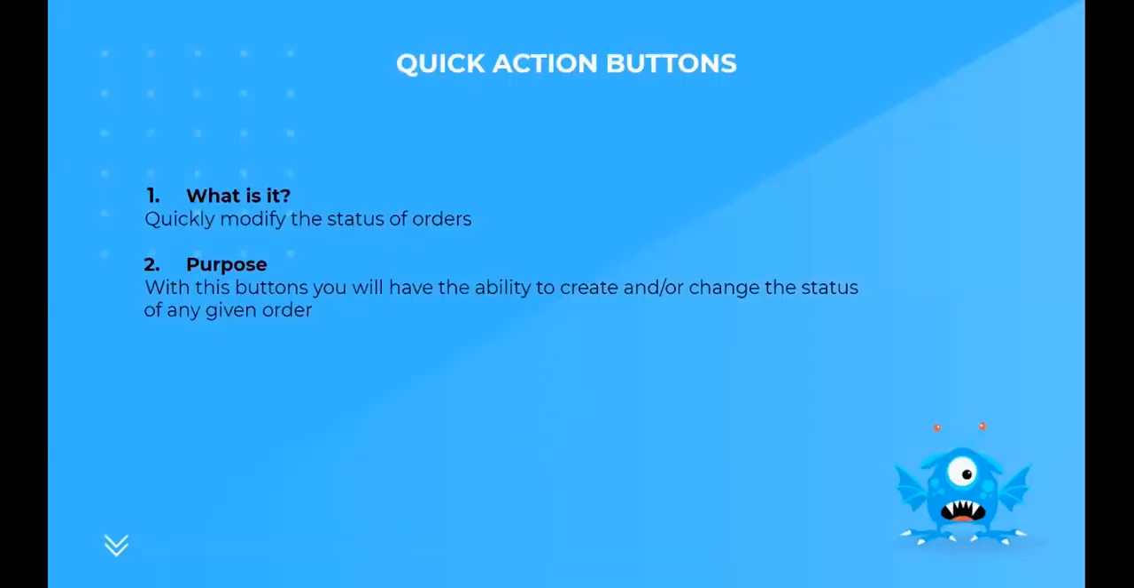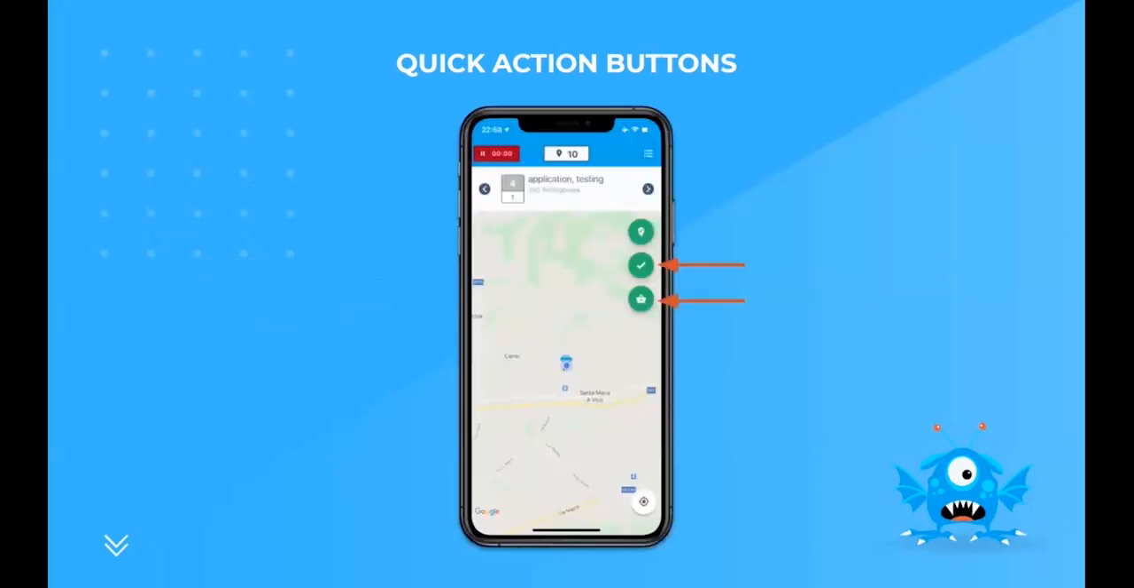Then we jump to the last set of the action settings, which is called quick action buttons. What it does is allow you to quickly modify the status of any order. So you will be able to create and or change the status of any invoice. They are represented by these two buttons: the top one, the check icon, and the bottom one, the bag icon.